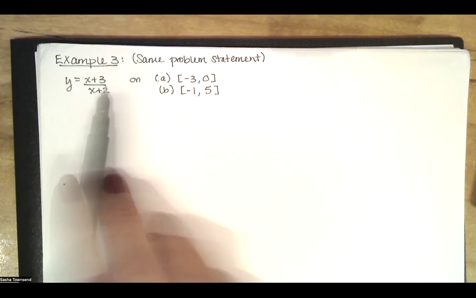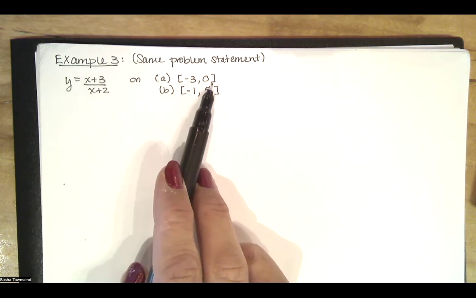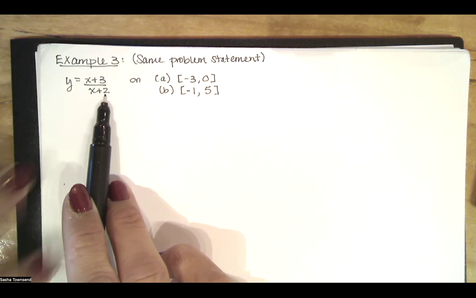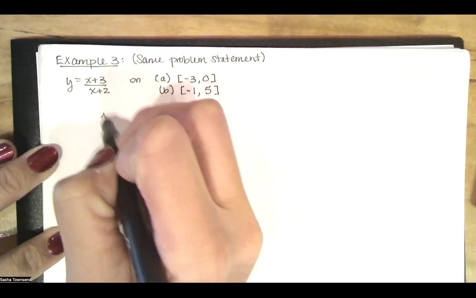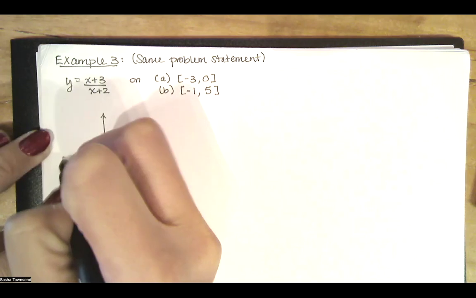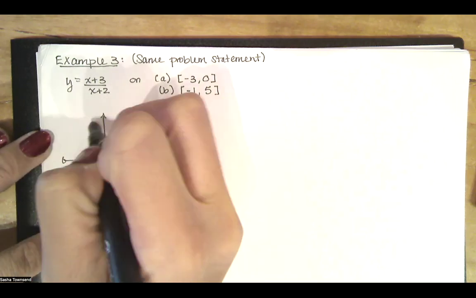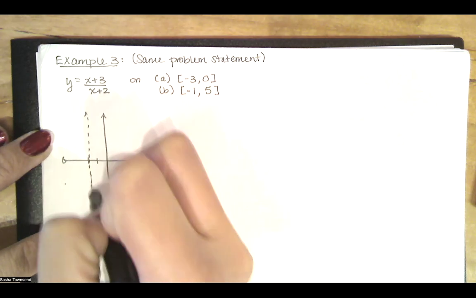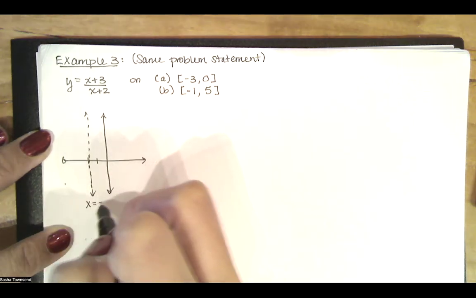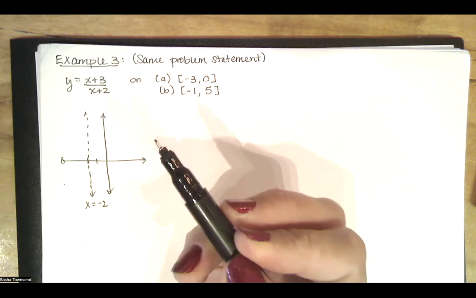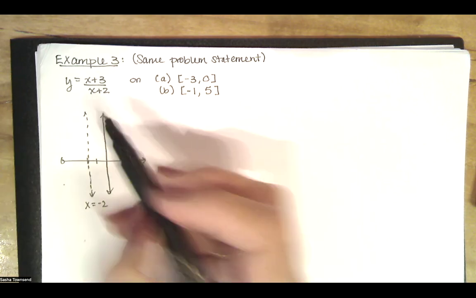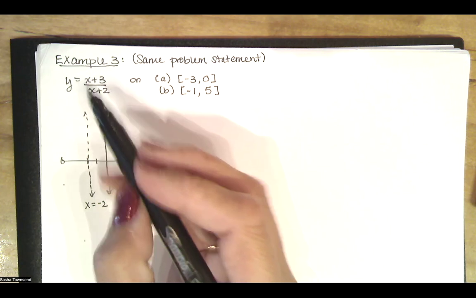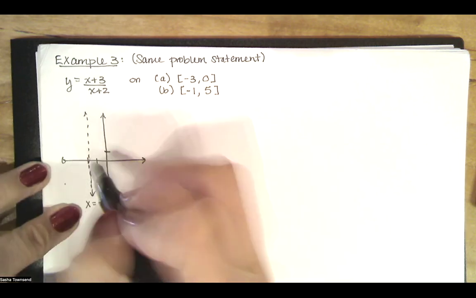Now, if we're looking at this function on the interval from -3 to 0, we're going to have a problem because the denominator is 0 at x equals -2. So this rational function has an asymptote, x equals -2. And because the degree of the numerator and denominator are the same, it also has a horizontal asymptote. Y equals the ratio of the leading coefficients, which in this case is 1.